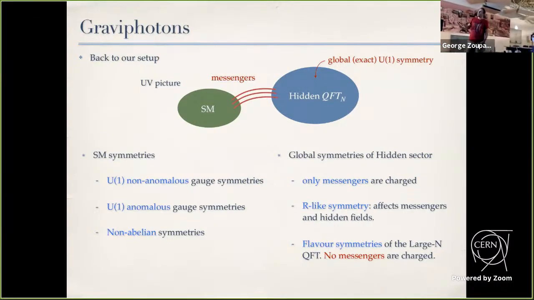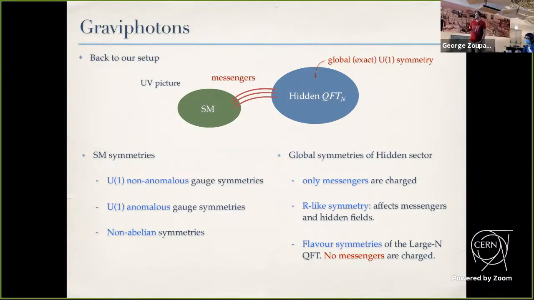In general, we have three different kinds of symmetries in the standard model. Non-anomalous U1 gauge symmetries, the hypercharge. We might assume extensions and say that, let's say, we have a U1 anomaly, which is, let's say, Z prime, and we have non-abelian symmetries.